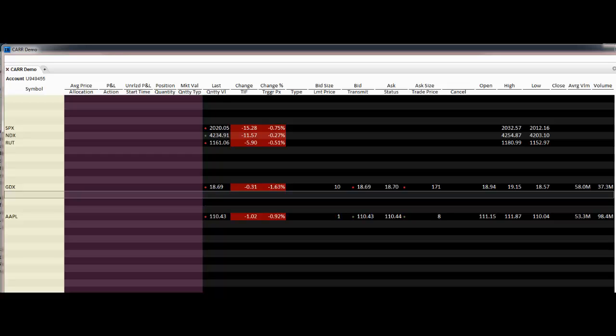Let's first talk about just buying an ordinary call or put. On my workstation here, I have the three major indexes, and these are the indexes we use for our credit spread trades.